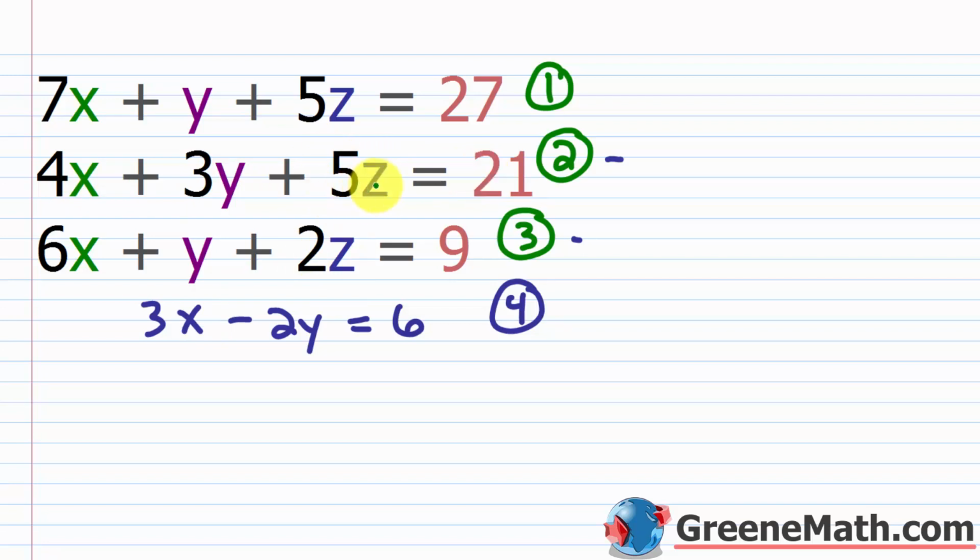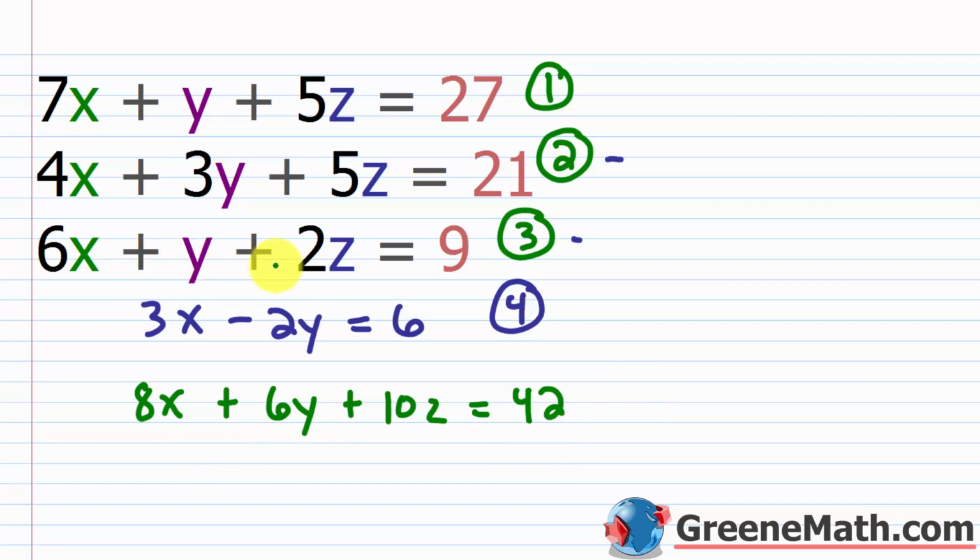That's going to make the coefficient of z a positive 10. So I'm going to say that 2 times 4x is 8x, and then plus 3y times 2 would be 6y, and then plus 5z times 2 would be 10z. This equals 21 times 2, which is 42. So again, this is equation 2, and I'm not going to label this here because we're going to get rid of it in a second.